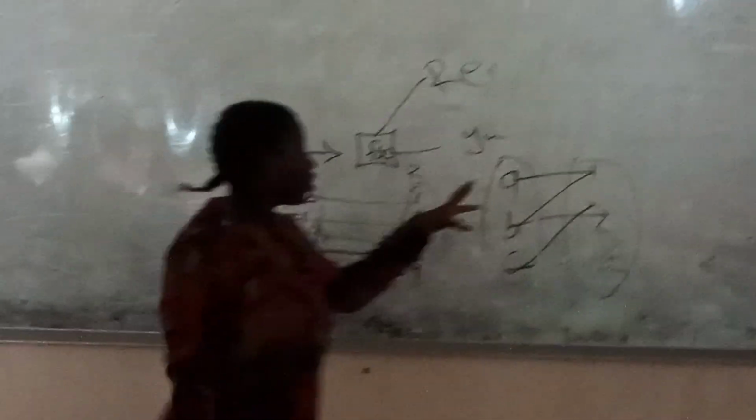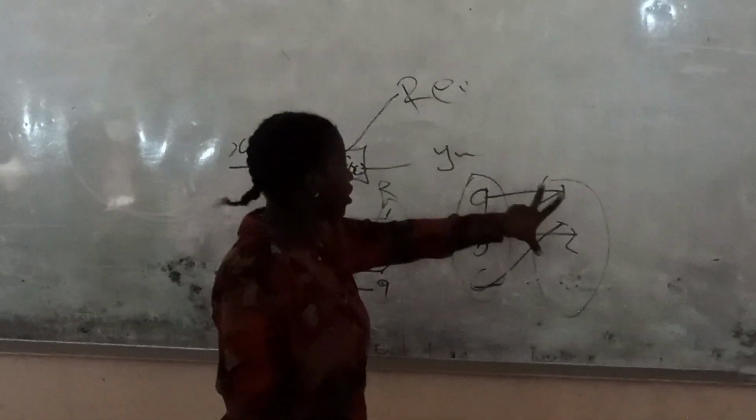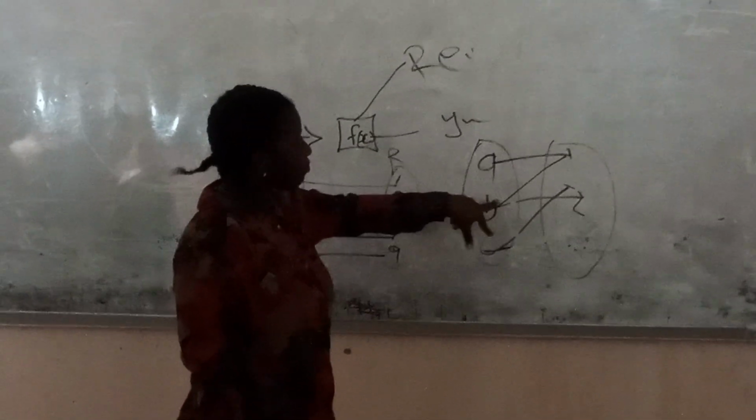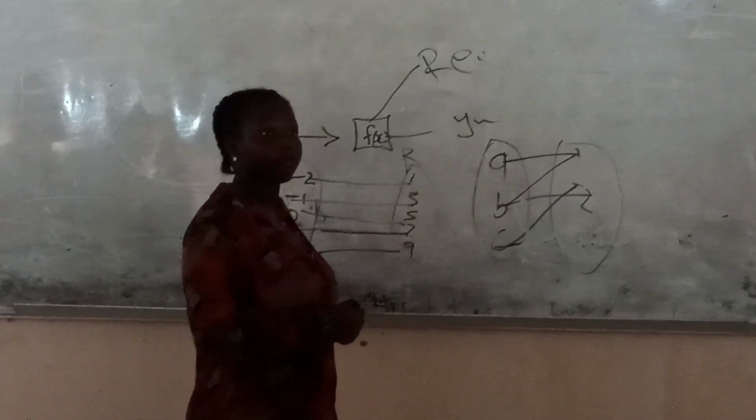Yes. The condition for it to be a function is when all the domains are mapped out. But this is not a function. This is the type where domains are mapped out twice. There's an element in the domain that is mapping out twice.